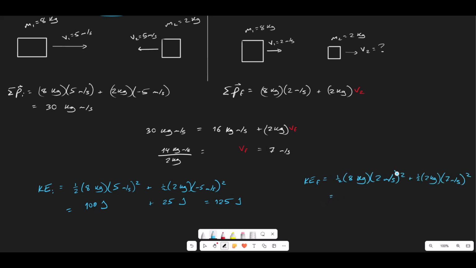Okay, this first one, 4 times 8 is 32, times a half is 16. That's 16 joules. It's not looking good. 49 times 1, that's 49 joules. 65 joules. We still lost energy. We actually lost a lot of energy still. We have a change in energy of negative 60 joules. Despite the fact that they didn't stick together, this is still an inelastic collision.